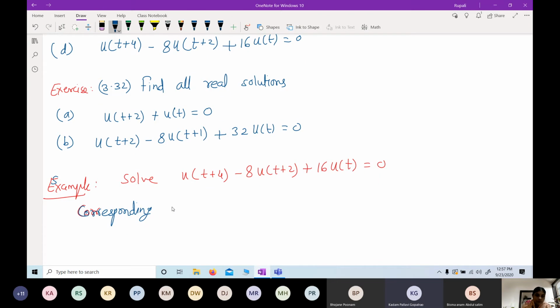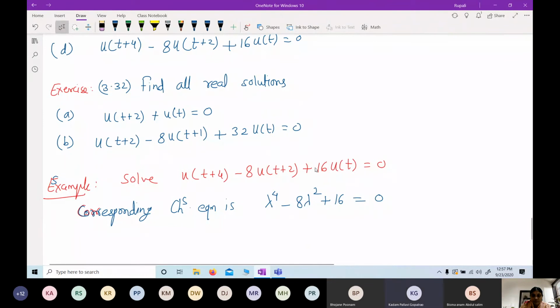Okay. So what is the characteristic equation? Lambda raised to 4 minus 8 lambda square plus 16 is equal to 0, not lambda. Lambda raised to 4, lambda square and 16. If it were u at t plus 1, then lambda would be there. Otherwise, no. Is that okay?